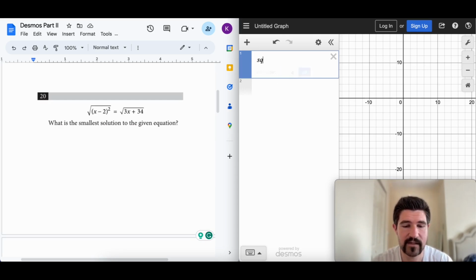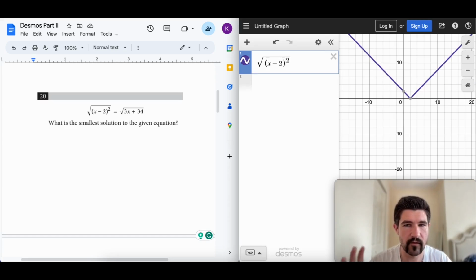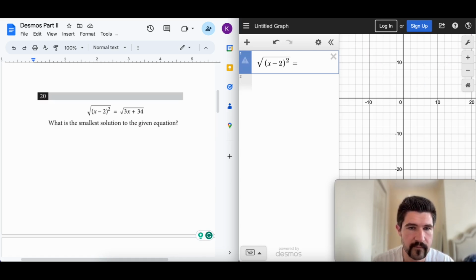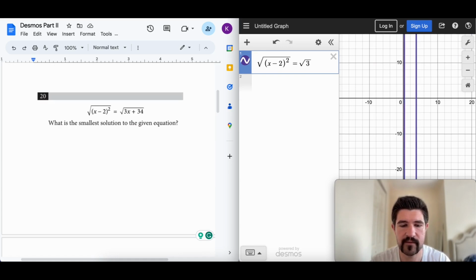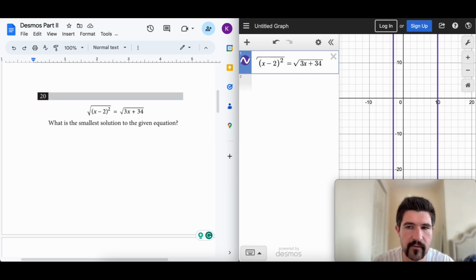I'm going to type in sqrt for the square root. Inside the square root, I'm going to get x minus 2 squared. That whole thing is in the square root. We could see the nice square root function there. And that's equal to, if I arrow over to get out of the square root, it equals the square root, so sqrt of, inside the square root, 3x plus 34, and there it is.